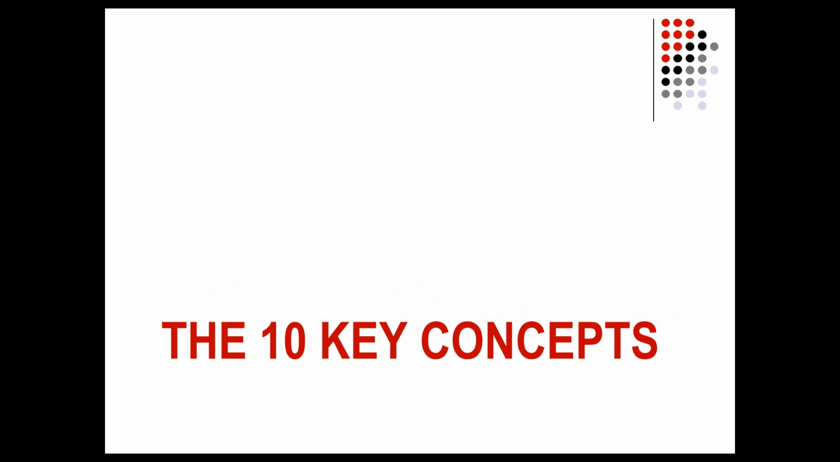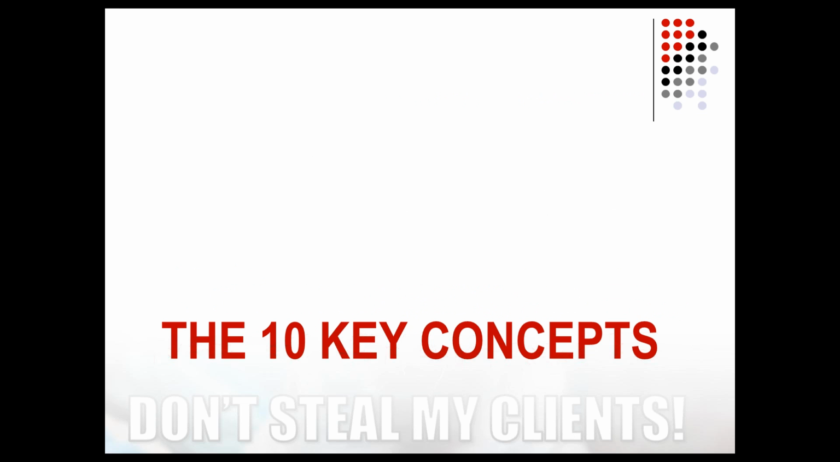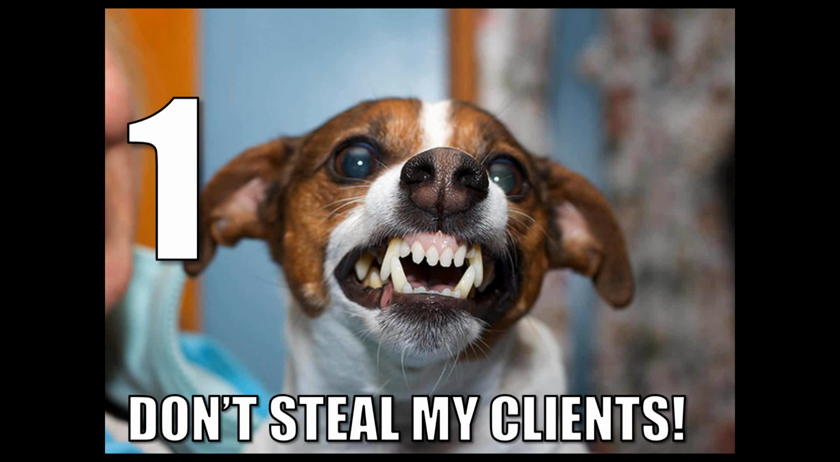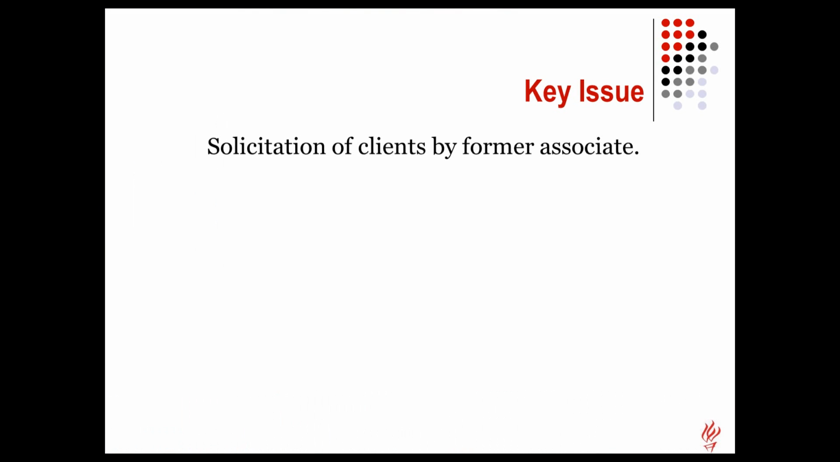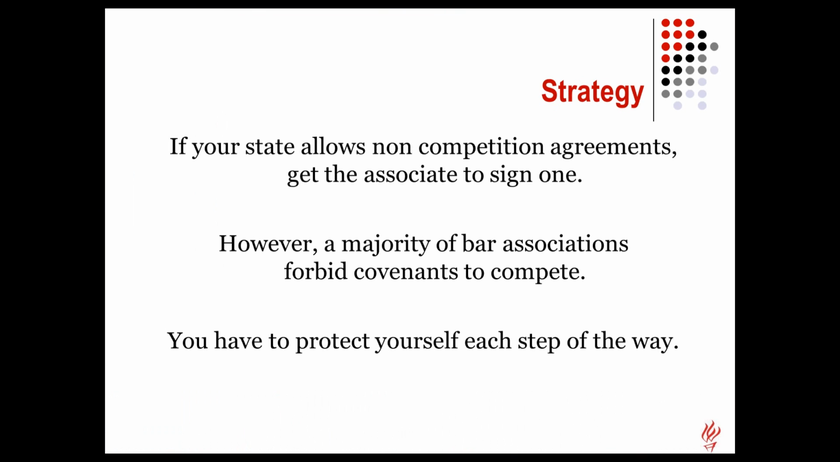Obviously, I can't recreate that discussion on this webinar, but I can at least review with you the 10 key concepts that we addressed. Number 1, don't steal my clients. What I mean by concept 1 is making sure that you've addressed up front what is the process of solicitation of clients by a former associate. Most states do not allow non-competition agreements. If your state allows a non-competition agreement, then this is very easy. The majority of bar associations, the majority of states, forbid covenants not to compete because they want the clients to be able to work with whatever attorney they want to. They don't want any restrictive covenants on who can work with what lawyers.